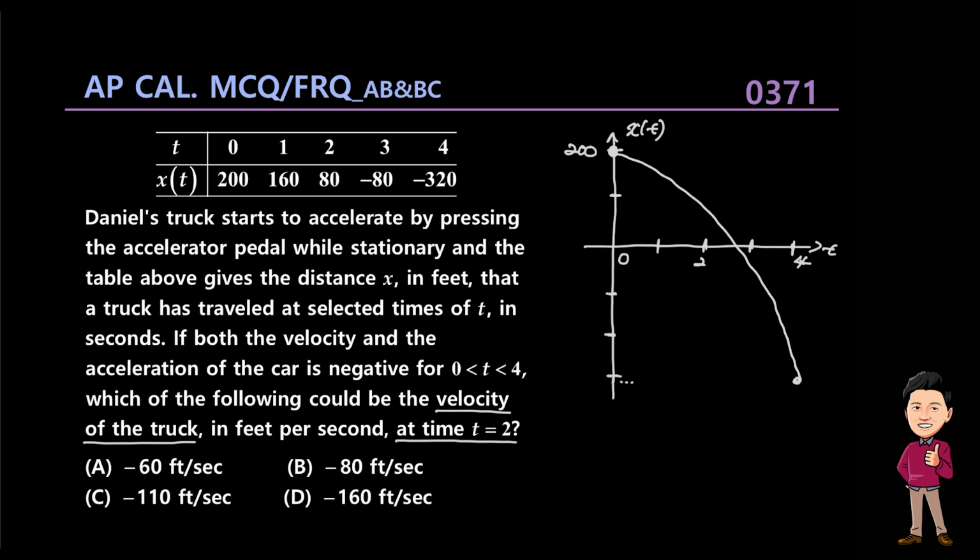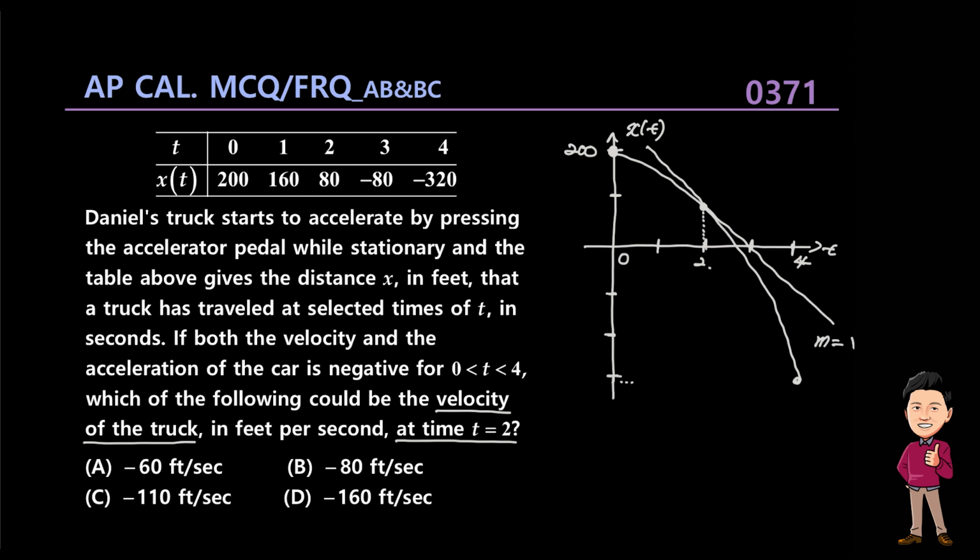So we're trying to find the velocity of the truck at time t equal to 2. Here we have a position graph, a position curve. So the velocity is the slope of the tangent line at t equal to 2. That's a tangent line, and the slope of this tangent line is v of 2, because the velocity is the derivative of position. Okay, so far so good.